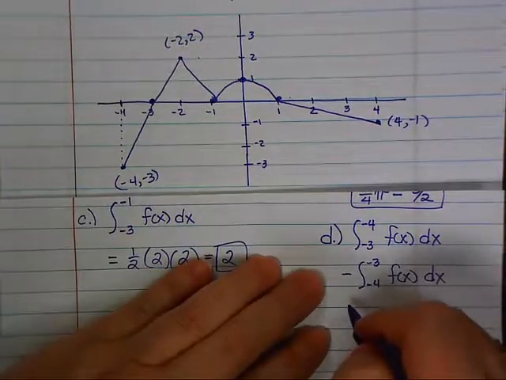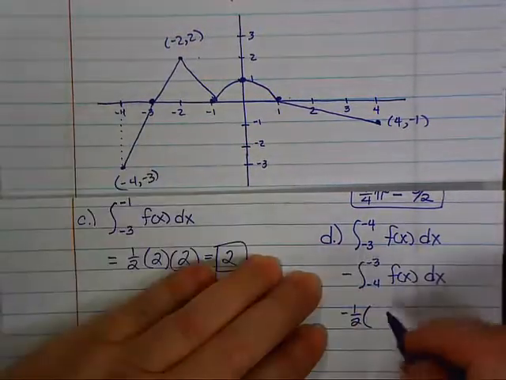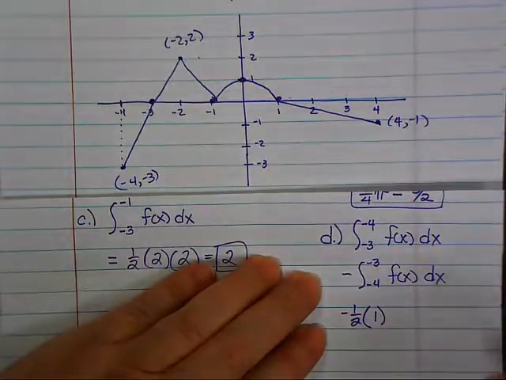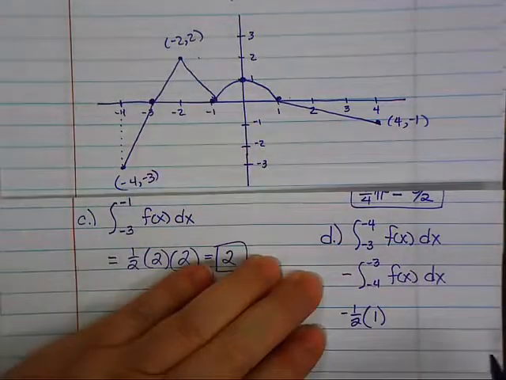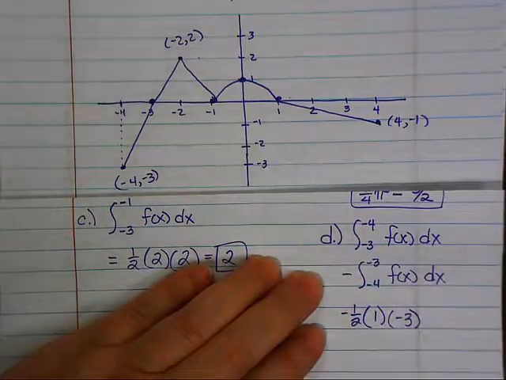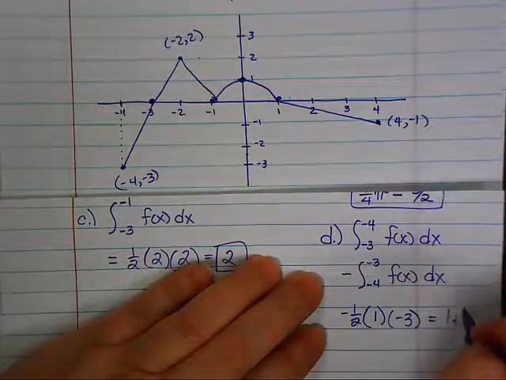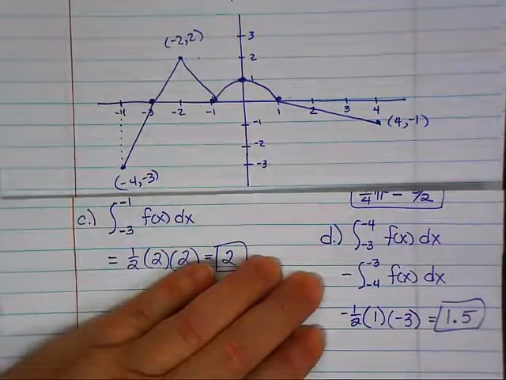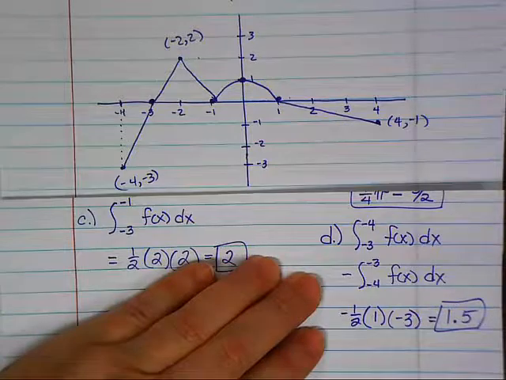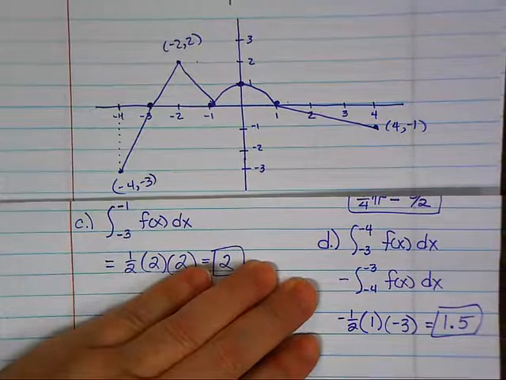So we write negative 1/2. The base is 1. Write the height as a negative because you're going down. That would be negative 3. So the final answer would be positive 1.5, or 3/2, whichever you prefer. Questions?